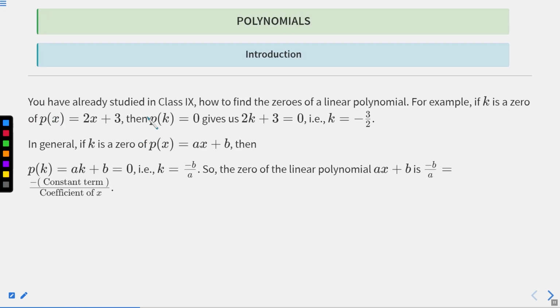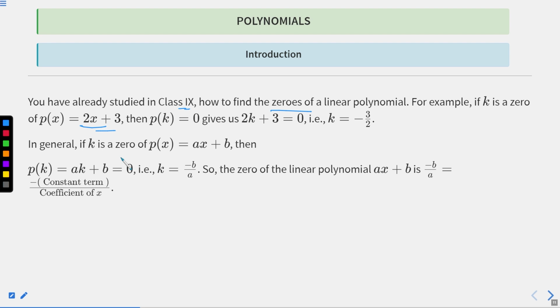Now you have already studied in class 9 how to find the zeros of a polynomial. There we factorize the polynomial, then equate it to 0, and by solving that equation we get the zeros of the polynomial. So here we can find the zeros of a linear polynomial. For example, if k is a zero of the polynomial p of x is equal to 2x plus 3, then p of k should be 0. So it gives us 2k plus 3 is equal to 0, and if we solve this equation, then k is equal to minus 3 by 2.